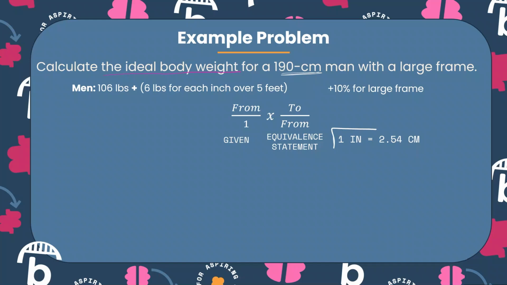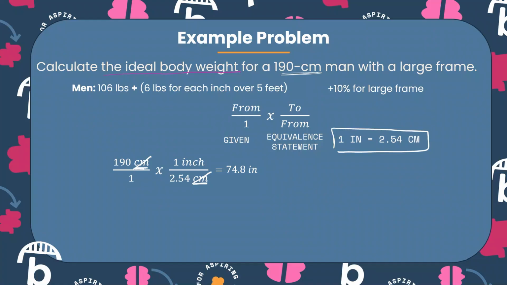Every 1 inch has 2.54 centimeters. So if this man is 190 centimeters, we can convert that into inches. Since the given is in centimeters, we'll put centimeters in the denominator so that they cancel out. Since 1 inch is equal to 2.54 centimeters, 2.54 centimeters is on the bottom, which tells us that 190 centimeters is equal to 74.8 inches.